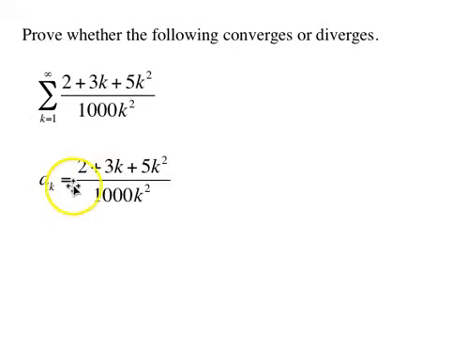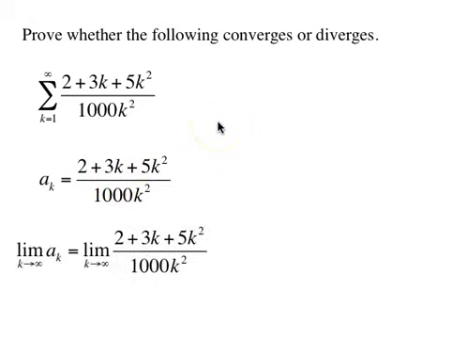As a sequence, a sub k is (2 + 3k + 5k squared) over 1000k squared. The limit as k goes to infinity of a sub k, ignoring the lower terms, is 5k squared over 1000k squared, which is just going to be 5 over 1000. That's what we're heading to. So we get 5 over 1000 or 0.005, but that is not 0.